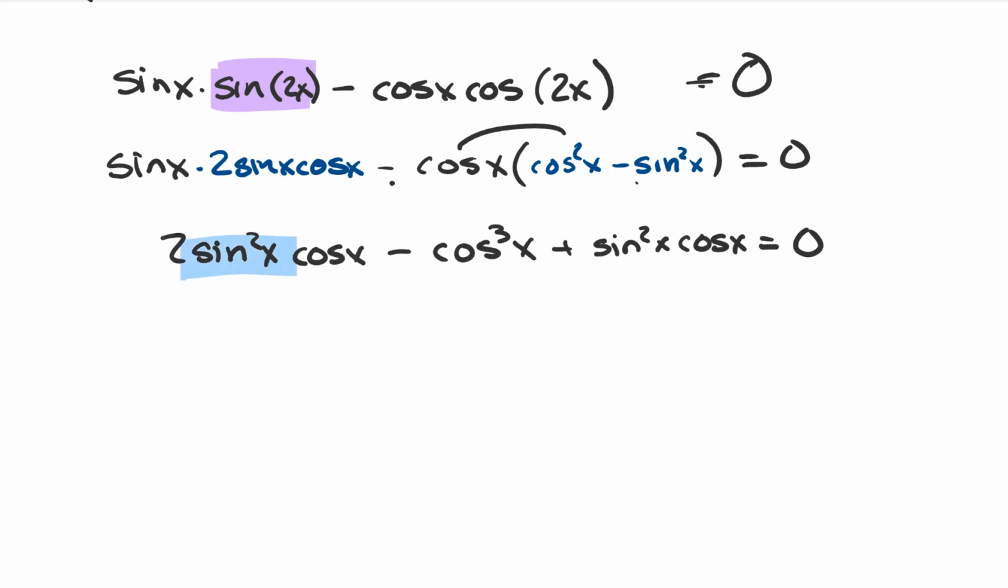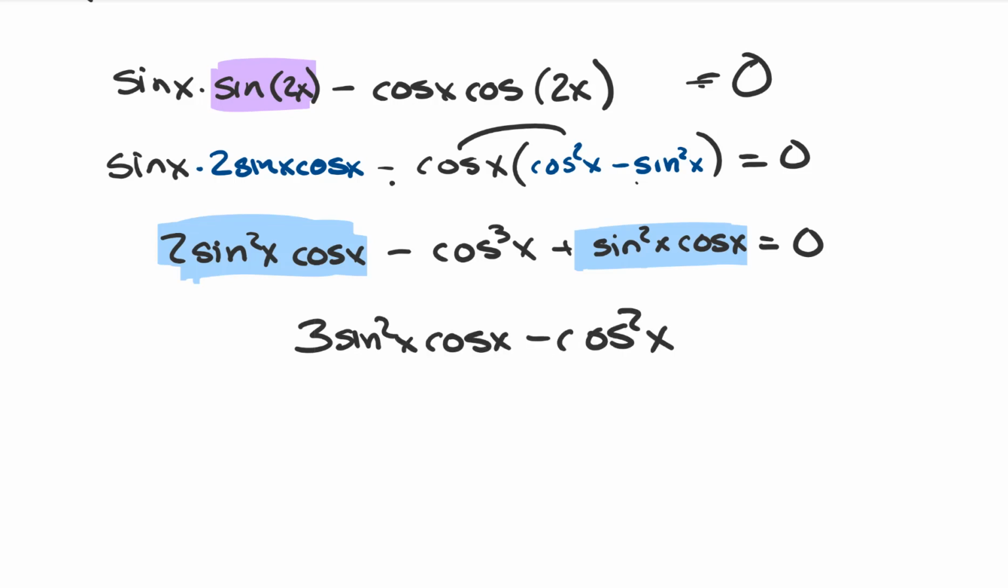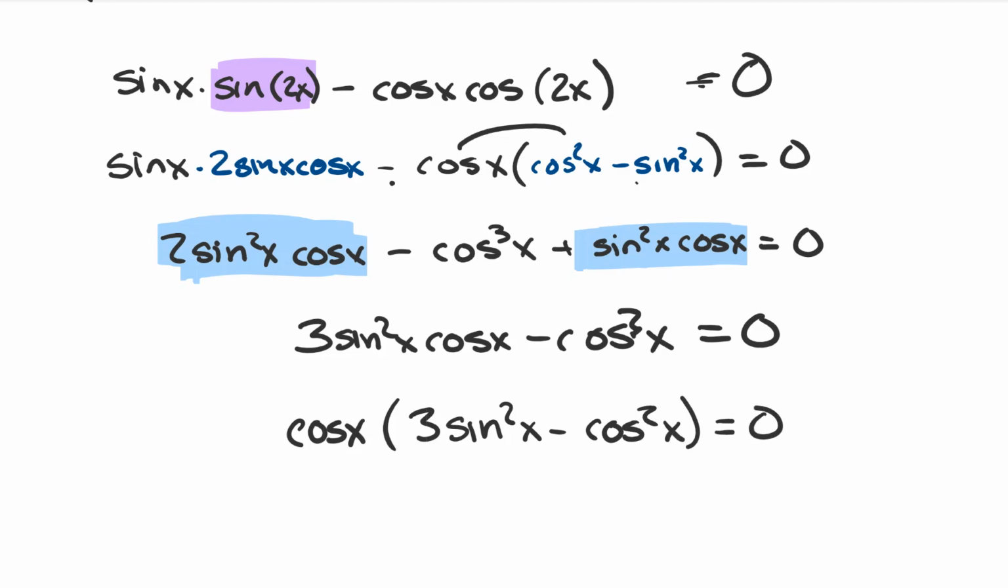Do you see anything in common? Don't we have 2 of these sine squared cosine of x, and then we got another sine squared cosine of x? So how many of those do we have now? Do we have 3 of them now? That's a 3 if you didn't know. And now we're going to factor out the cosine. Cosine of x comes out the other side, and we're going to be left with 3 sine squared of x minus cosine squared of x set equal to 0.